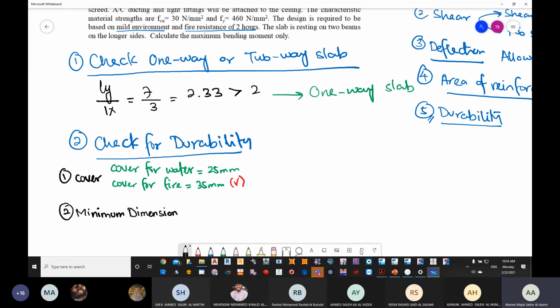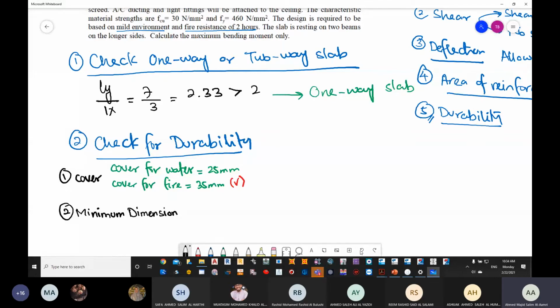Okay. So cover is to protect my steel, and we said steel is going to be weak in terms of water. It will corrode, and then fire, it will melt. Now, what is the meaning of minimum dimension? Minimum dimension is related to the integrity of the whole system, talking about concrete and steel together.